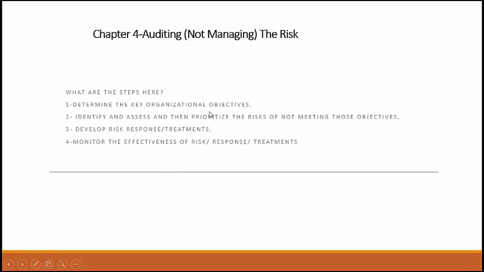So what are some of our steps? We determine key organizational objectives. We identify, assess, and then prioritize the risks of not meeting those objectives, determine the risk responses and treatment, and then monitor the effectiveness of the risk response and treatment. Okay, now just make sure we understand that we are not managing the risk, we are auditing the risk.